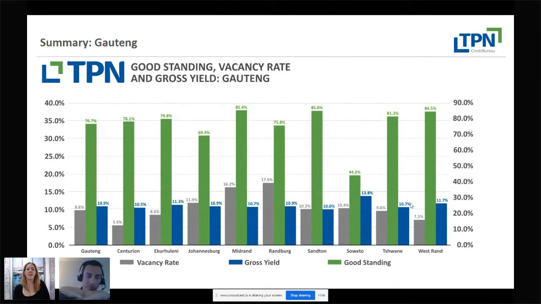Juxtapose that against the best performing suburb in terms of collections, which is Sandton at 85%. In other words, only 15% of tenants in this area are delinquent. The vacancy rate is down to 10.2%. Okay, that looks all right, except that last quarter it was 26%. So what did landlords in Sandton do in order to improve the vacancy rate from 26% to 10%? Well, they dropped their rentals back to 2017 rates. Why? Because we have an enormous overstocked, oversupplied area in the Sandton area.